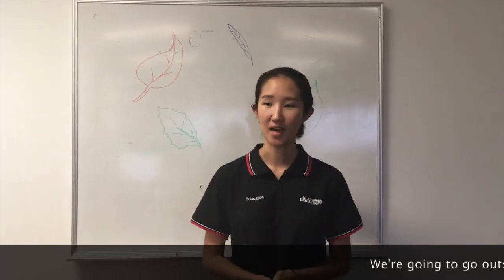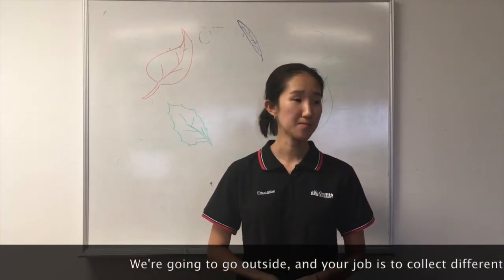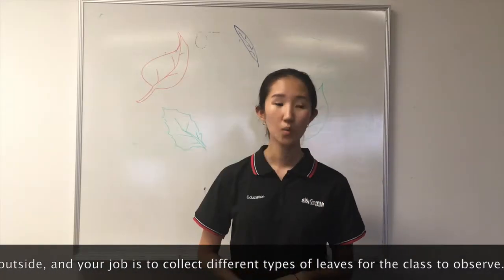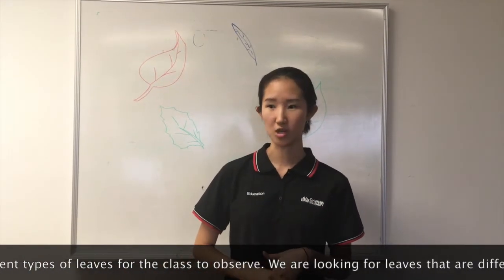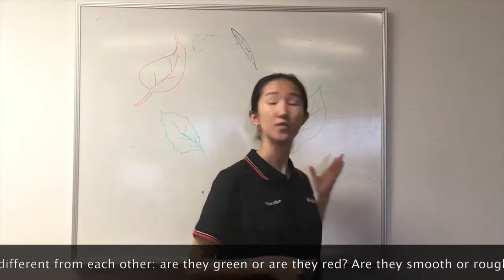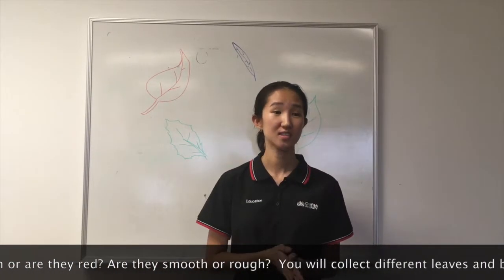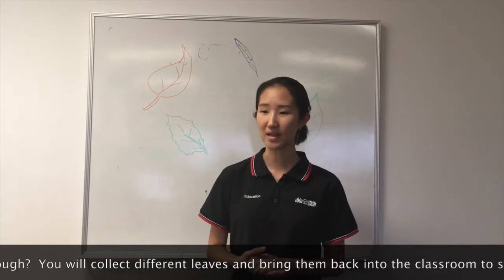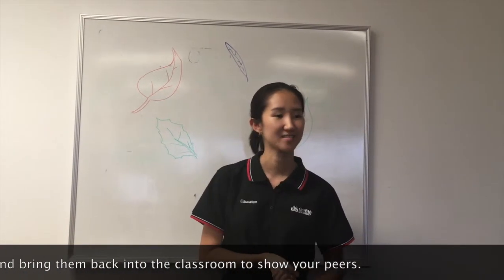We're going to go outside and your job is to collect different types of leaves for the class to observe. We're looking for leaves that are different from each other. So are they green or are they red? Or are they smooth or are they rough? You will collect different leaves and bring them back into the classroom to show your peers.